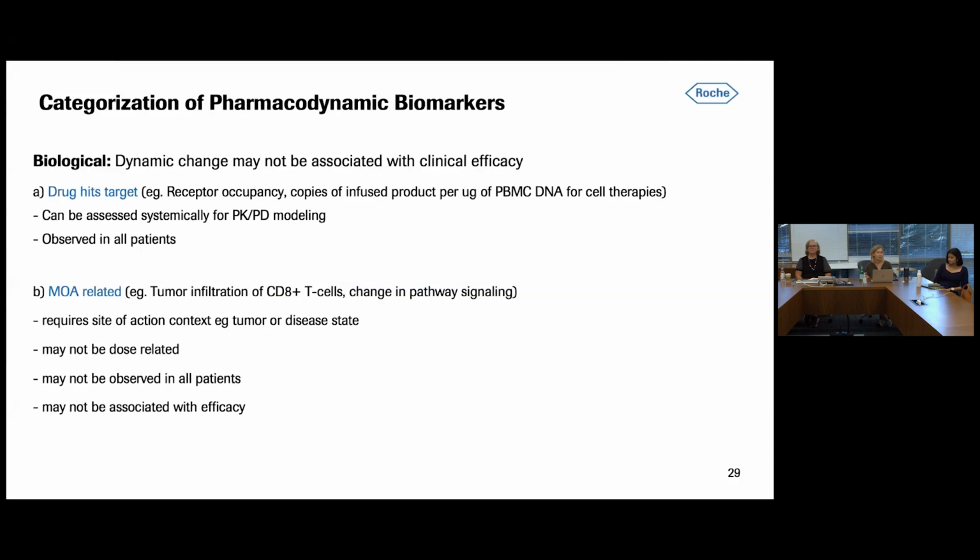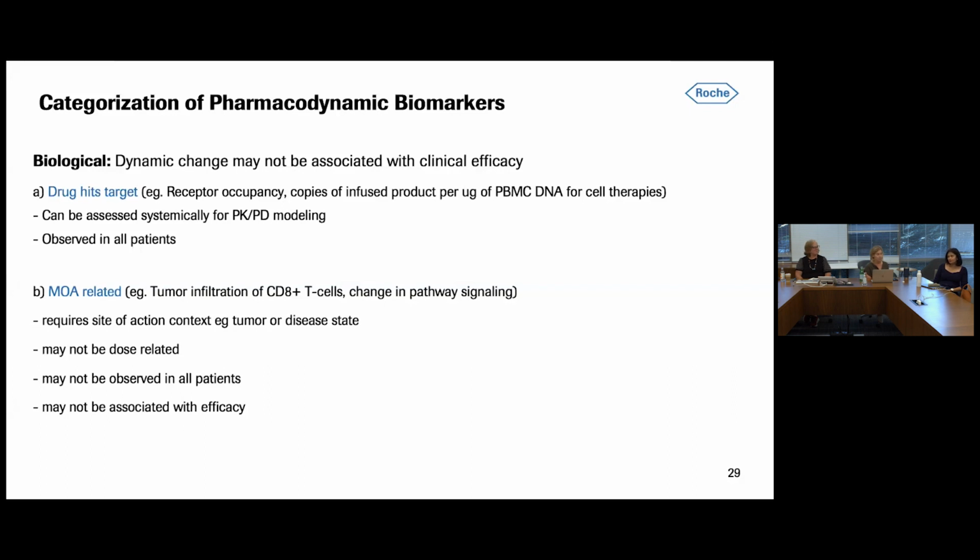Yeah, that's a very good question. So proof of activity is probably the goal of the trial. A PD biomarker can be used to provide evidence of proof of activity, but proof of activity itself is not a biomarker, right? Proof of activity is like the objective of a trial. That's the way I describe it.